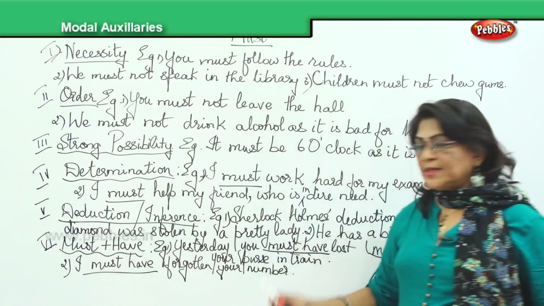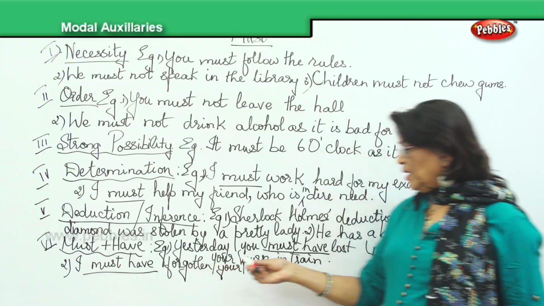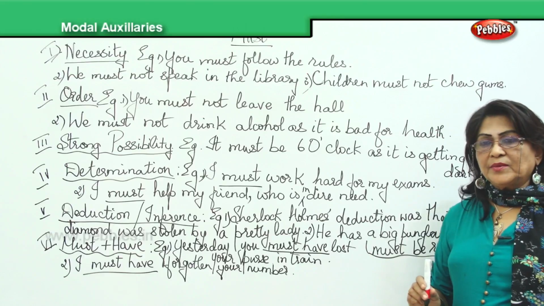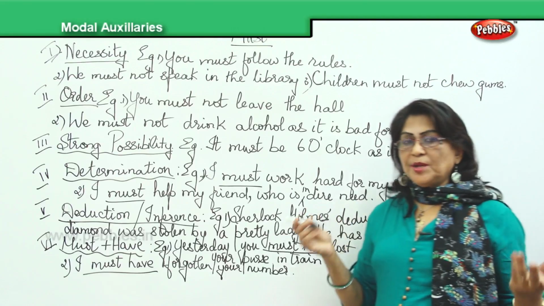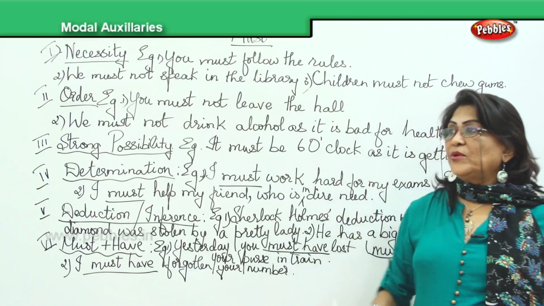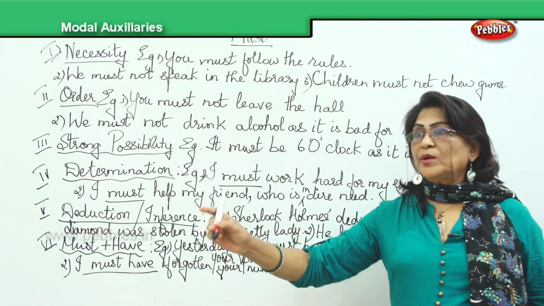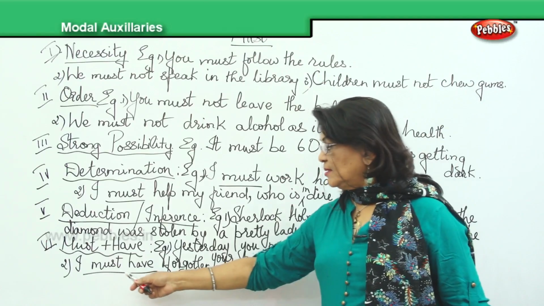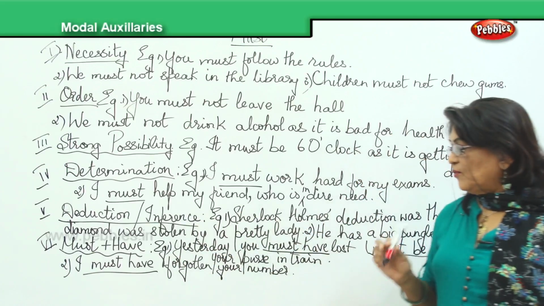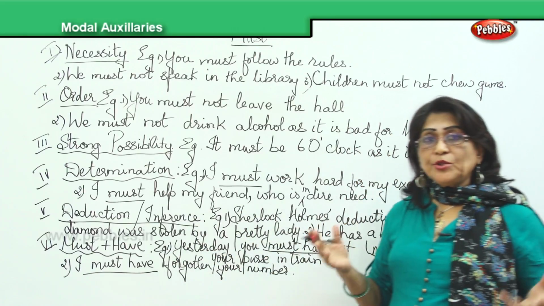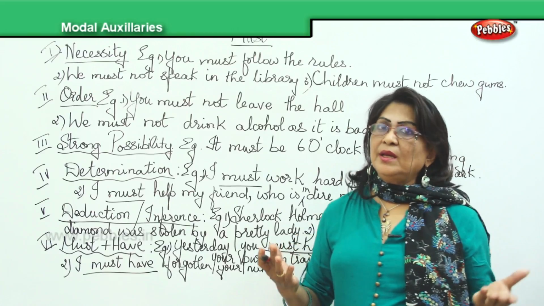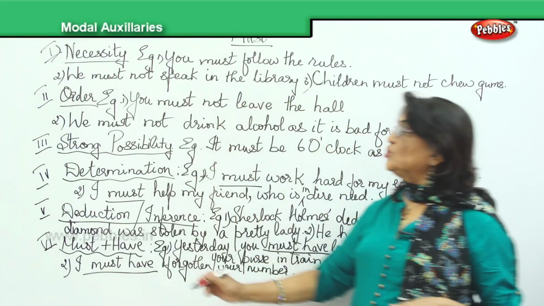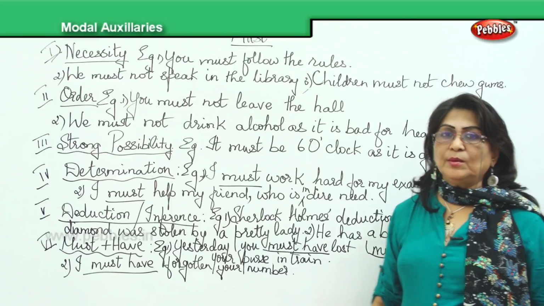Next one, must plus have. Yesterday, you must have lost your purse in the train. Yesterday, you lost your purse, you said. You must have lost it in the train. Or you must have lost it when you were crossing the road. Or something like that. Must have we use. Next example is, I must have forgotten your number. Why don't you call me if your friend asks you? You must say, I must have forgotten your number. Okay. So, now you know the usages of must. We will move on to the next modal auxiliary.